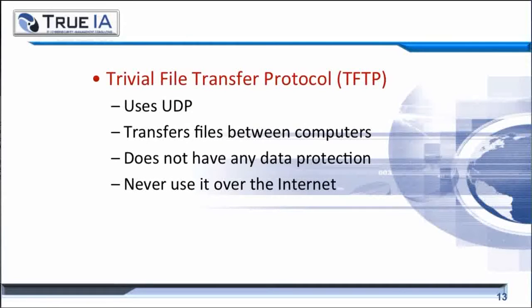Next, we have TFTP. It is a connectionless protocol. It uses UDP. It's primarily used to transfer files between computers. Due to the cleartext nature of this protocol, however, it should never be used over the internet.